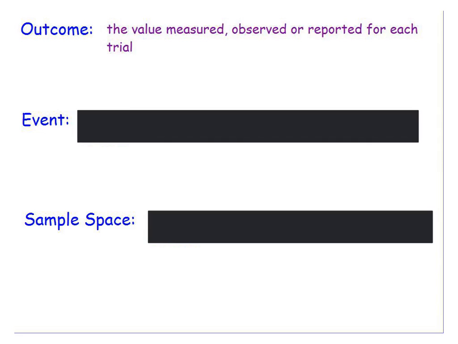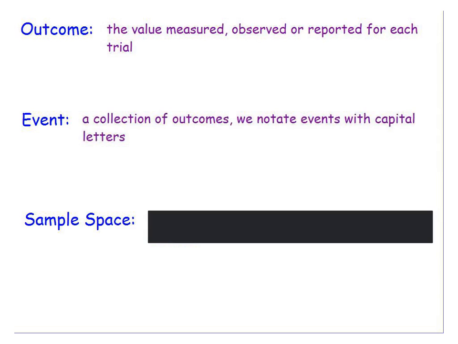Next vocab word, event. This is a collection of outcomes, and we notate events with capital letters. So the event might be flipping a coin 5 times. The outcomes of the 5 flips are your event.